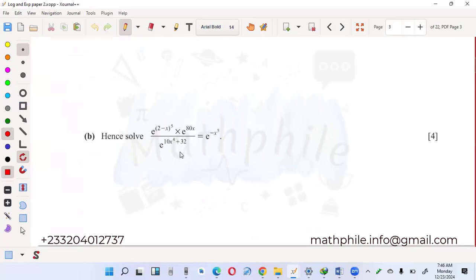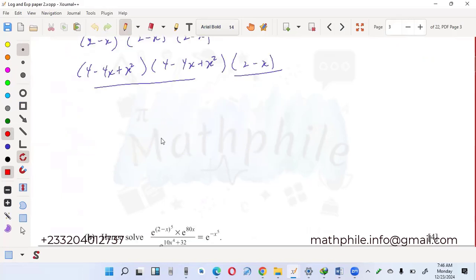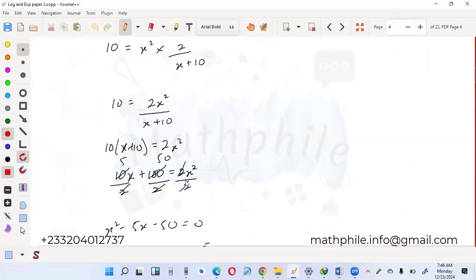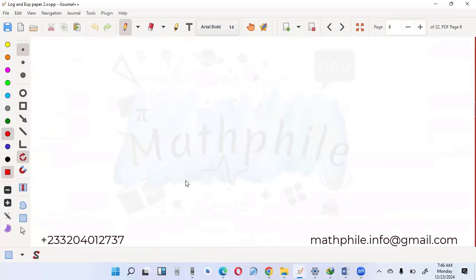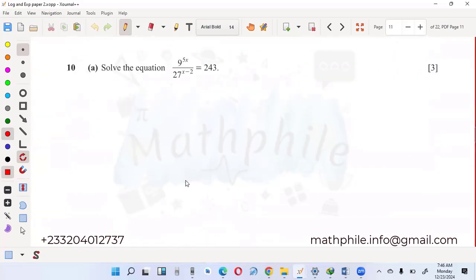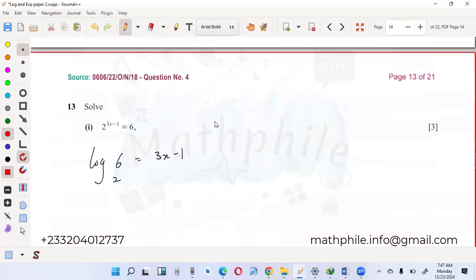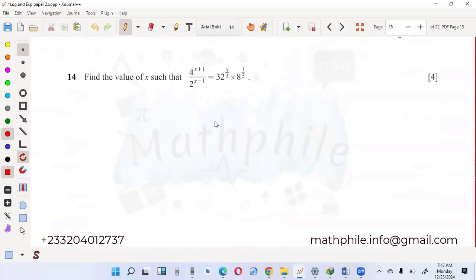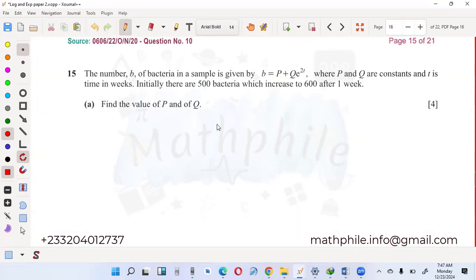I think we solved this question, right? No, we didn't solve this one because of the expansion. We didn't solve. We solved this one, yes, and this one too, I think so. Yeah, I solved this. Okay, let's see if we can do this one.